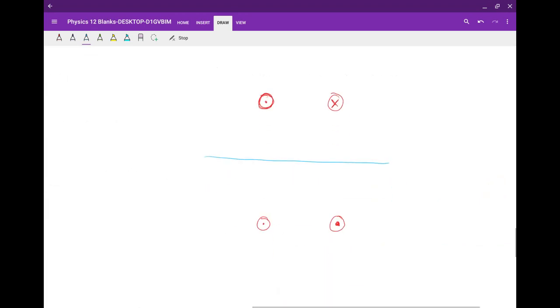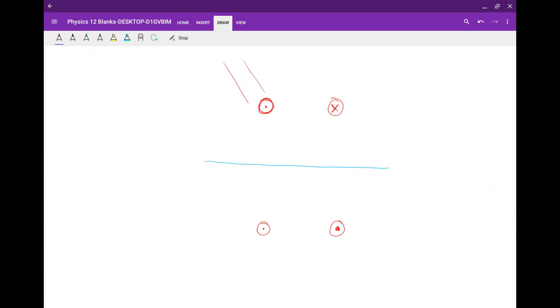Over here, I've got a diagram of two wires. You can kind of imagine that the wires are coming out of the page here, and the dot represents a current coming towards us, and the X represents a current going away from us. So this is sort of like a three-dimensional look.